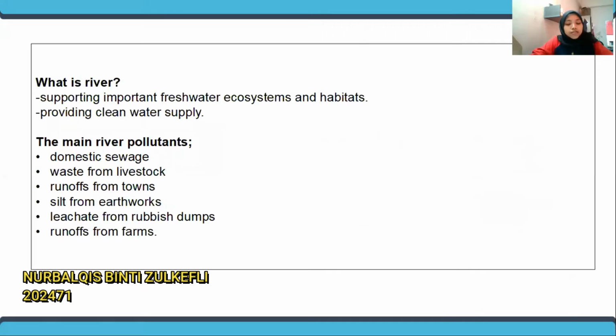So, the rivers in Malaysia deliver a multitude of benefits, from supporting important freshwater ecosystems and habitats to providing a clean water supply. But day by day, we hear that river pollutants in Malaysia are increasing. The main river pollutants are domestic sewage, waste from livestock, runoff from towns, seepage from earthworks, leachate from rubbish dumps, and runoff from farms.